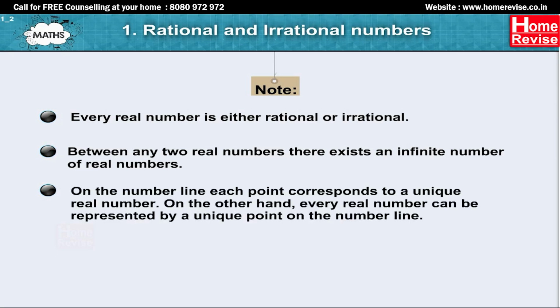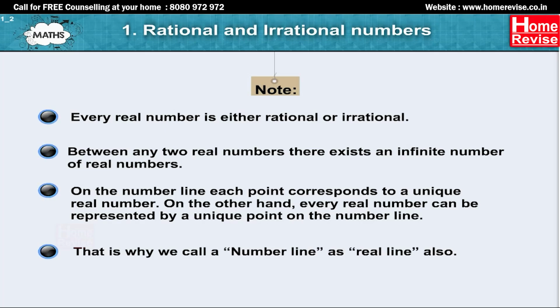Number 3: on the number line, each point corresponds to a unique real number. On the other hand, every real number can be represented by a unique point on the number line. That is why we call a number line a real line also.